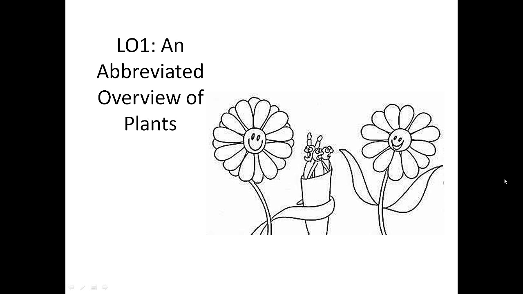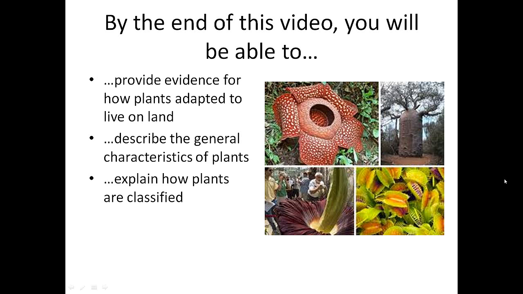This is an abbreviated overview of plants. There's so much information that I can't cover, so I'm keeping it short and to the point. By the end of this video, you'll be able to provide evidence for how plants adapted to live on land, describe the general characteristics of plants, and explain how we classify plants.